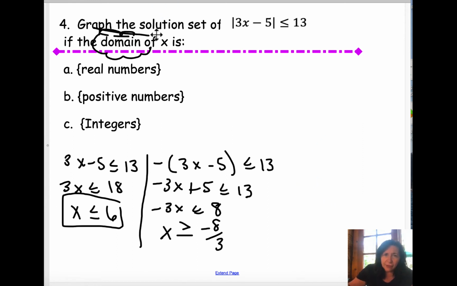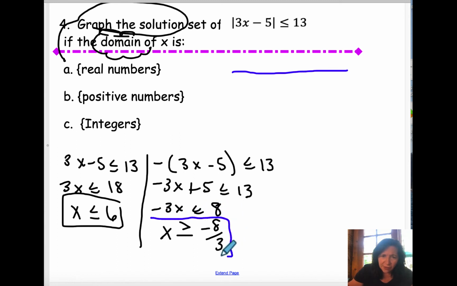So graphing this, I'm going to graph the solution set for each one of these. Okay, so they want a graph for each one. I will do my best to draw better. A straight line, I can handle that. Real numbers, I've got my 2 answers. This is saying x is greater than negative 8/3. I've got my 0, and then I've got my 6. And so x is greater than or equal to, so solid circle, going all the way to 6, and then it says less than or equal to, solid circle like that.